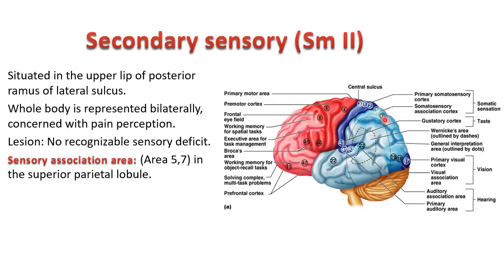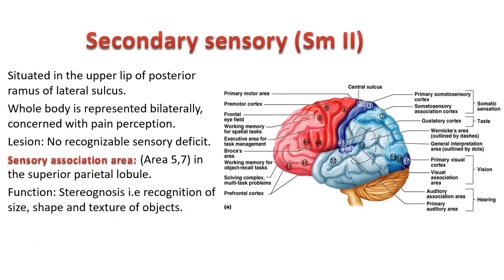So area number 5 and 7 mainly receives input from the primary somesthetic area. It integrates the general sensations and permits an assessment. So it provides an assessment based on the sensations. Mainly it is stereognosis.